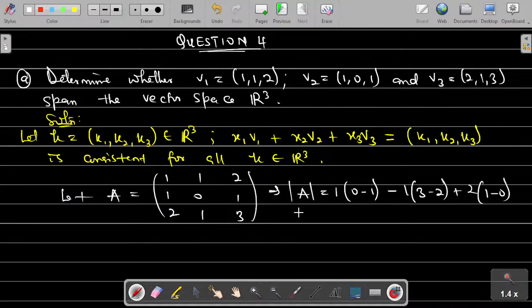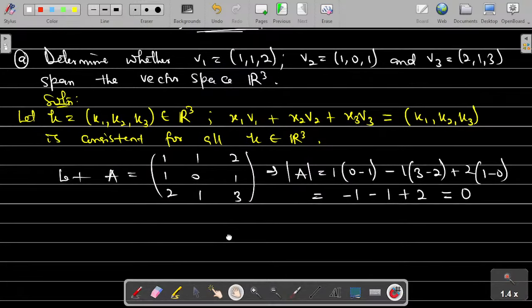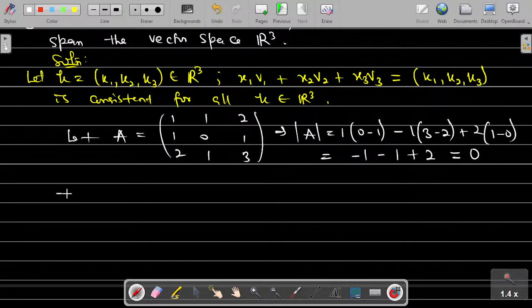That is going to be equal to minus 1 times 1, which is minus 1, and this one is 1 times minus 1, which is minus 1, and then plus this one is 1 times 2, which is 2, and you can see that this determinant is equal to 0. So if the determinant is 0, it implies that v1, v2, v3 do not span R3.